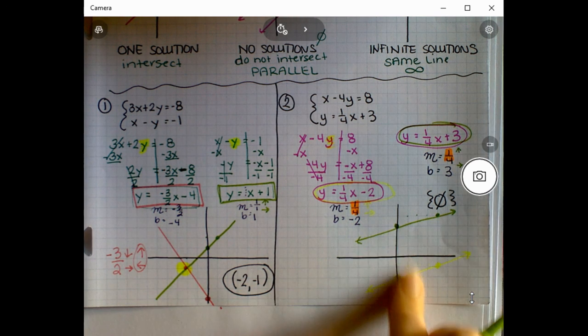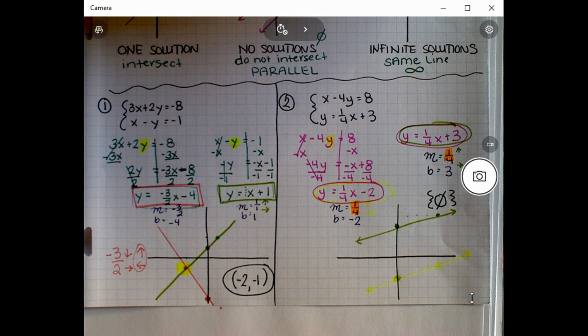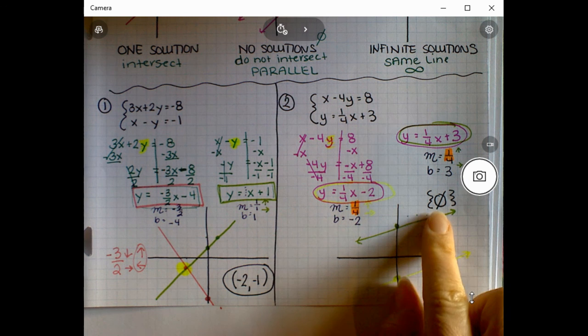All right, you can see these lines do not intersect. They are parallel lines, and so the solution is no solution.